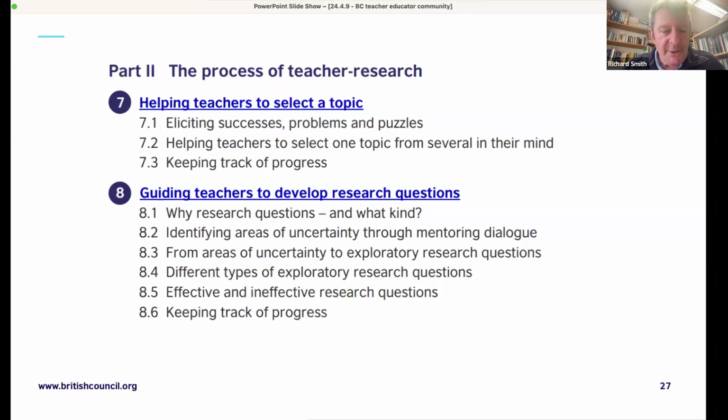And how to then guide teachers to develop research questions. I think this is one of the most difficult things, but one of the most important and rewarding things about mentoring teachers to do practitioner research. Basically, you have to try to help them through dialogue to identify what they already know about the situation, but more importantly, what they do not know. What are your questions? What are your areas of uncertainty? What are you not really sure about? And those things can then become good research questions.